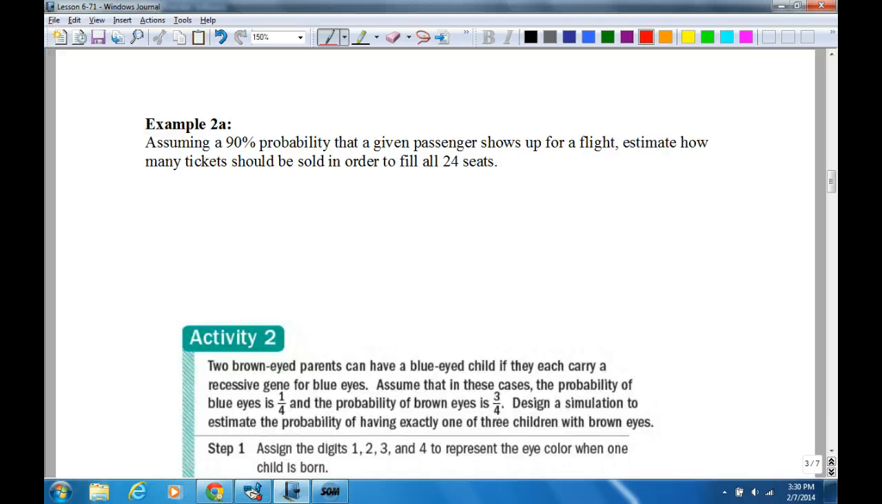This one says, assuming 90% probability that a given passenger shows up for a flight, estimate how many tickets should be sold in order to fill all 24 seats. So once again, we have 10 out of 100%, so 1 out of 10. So we can use a random digit number, and I got that, by the way, from this. Random digit from 0 to 9, and put that into our calculator.